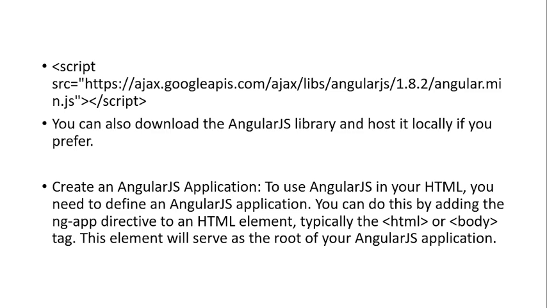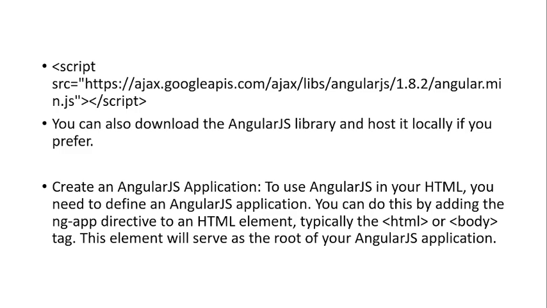We are using the version 1.8.2, as well as the library called angular.min.js, right? We are connecting with the help of ajax.googleapis.com. So this will be referring to the library of AngularJS. Creating an AngularJS application is done with the help of HTML. We need to define the AngularJS application.